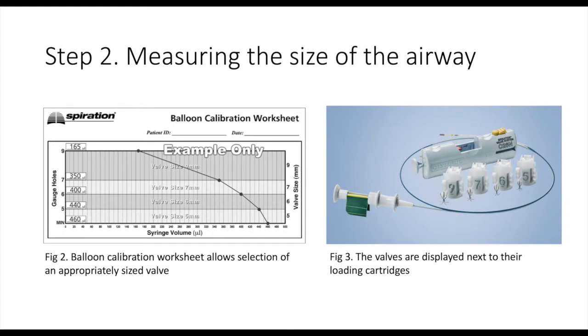Once the airway size has been measured, the volume of air used to inflate the balloon is then translated to an appropriately sized valve using the table provided. As you can see, the image on the right shows the four sizes of valves. These are 5 millimeters, 6 millimeters, 7 millimeters, and 9 millimeters.